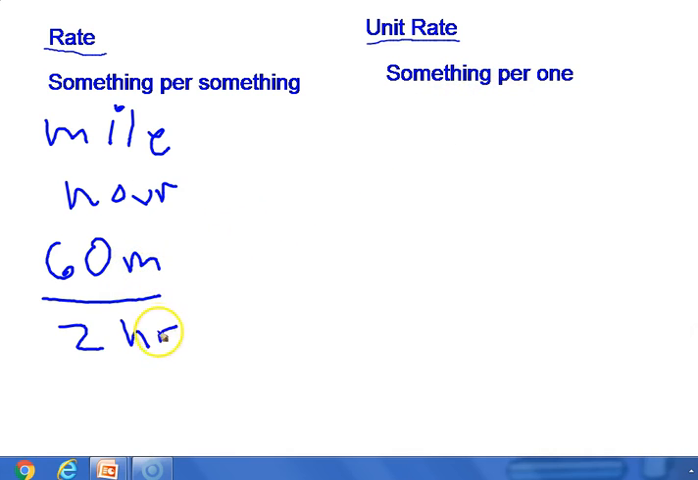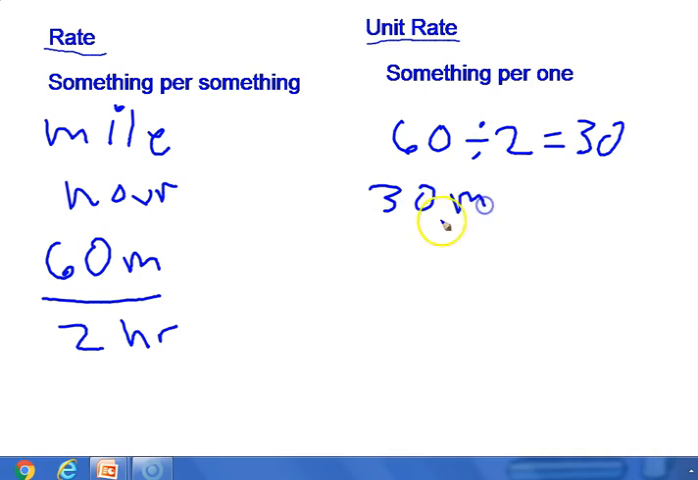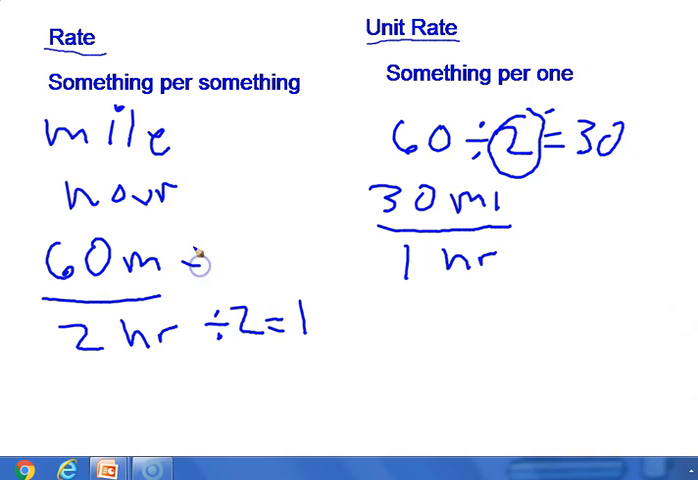So we're still going to compare miles to hours, but what I do is take my 60 and divide by 2. So I have 60 divided by 2, and that's going to equal 30, okay? So it's 30 miles, and what we typically don't show is that it's 1 hour. What I mean is we don't show this, because we're actually going to take down here and divide this by 2 also. So that's going to equal 1, and this is divided by 2.